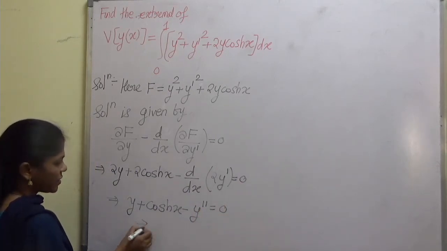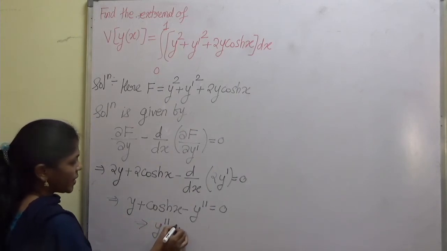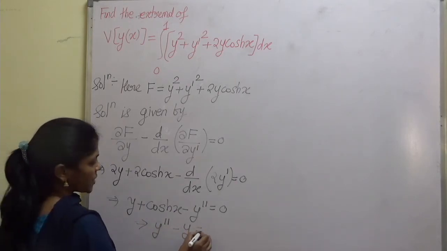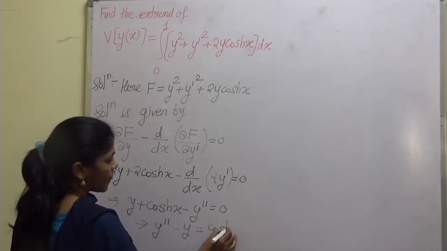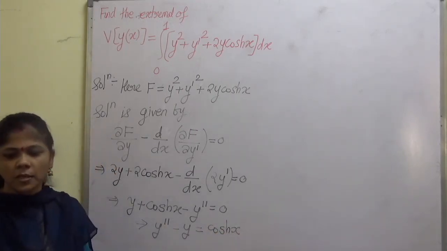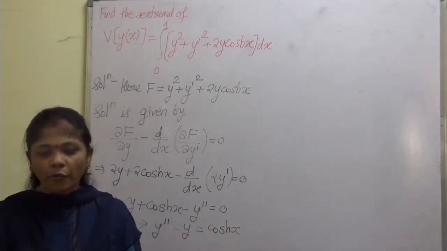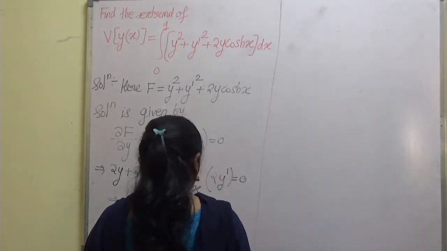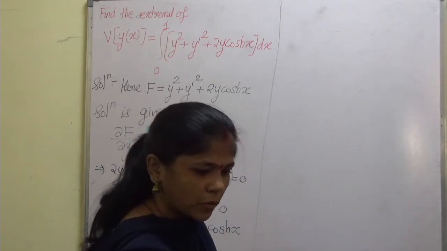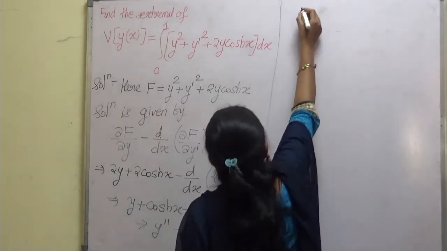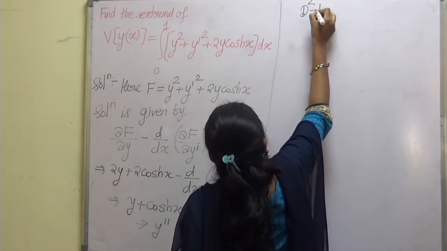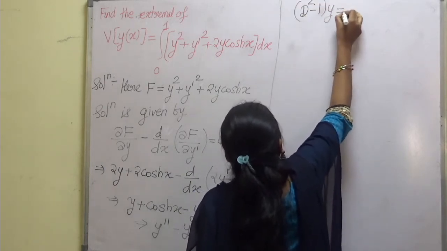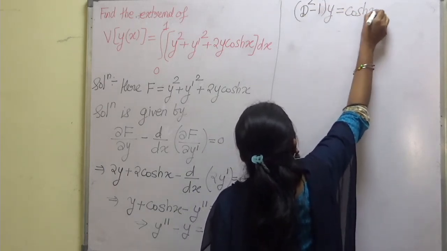Simplify, rearrange the terms. So y double dash minus y equal to cos hx, right? So this is the differential equation so formed. I'll write it as D square minus 1 operating on y is equal to cos hx.